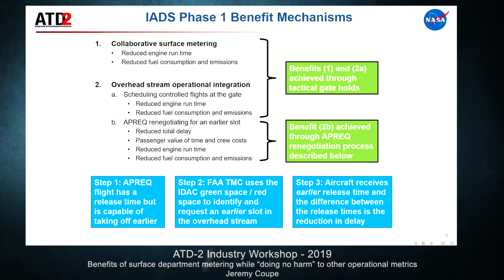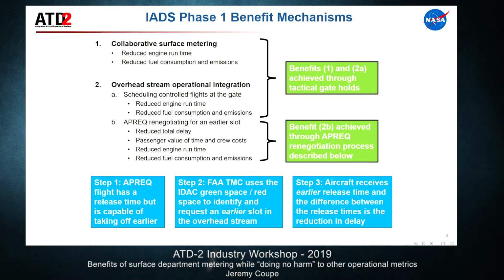saving. So when we think about the benefit mechanisms here, we think that there are essentially three different benefit mechanisms that we are estimating for phase 1 and phase 2 of the ATD-2 concept. The first one is collaborative surface metering. The benefits here are reduced engine runtime and reduced fuel consumption.